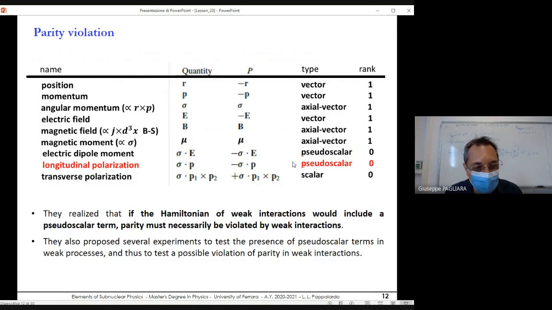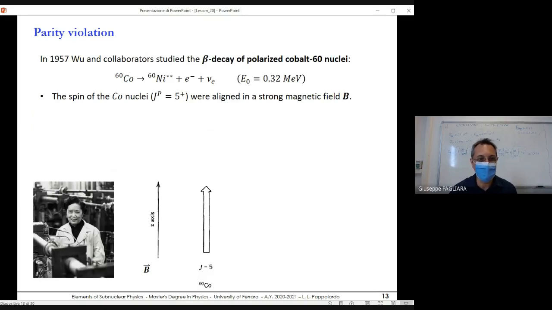So Lee and Yang realized that if the Hamiltonian of weak interaction would include a pseudoscalar term, such as this one, then parity must necessarily be violated in weak interactions. They were theoreticians, so they proposed several experiments to test the presence of a pseudoscalar term in weak processes. Now, this idea was taken by Madame Wu, that you see here in the picture, who made in 1957 a brilliant, very smart experiment to study the possible dependence on a pseudoscalar term in weak interactions.